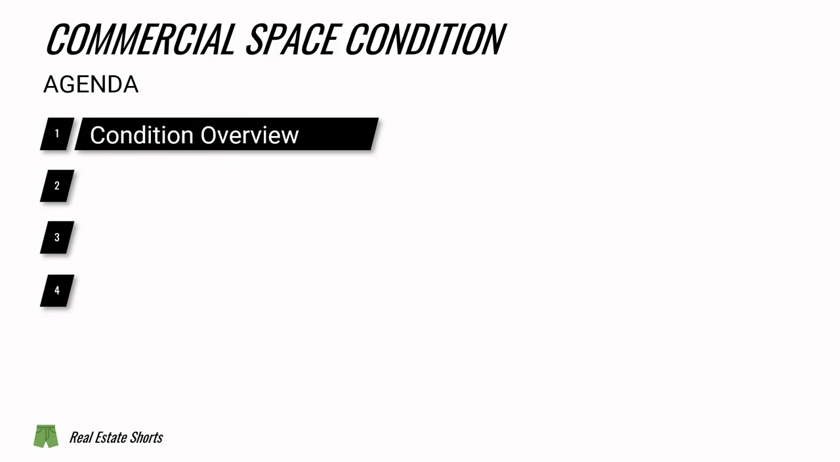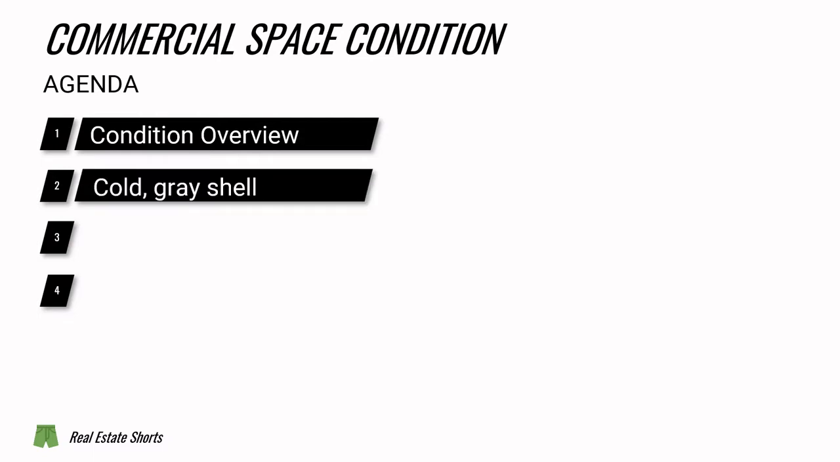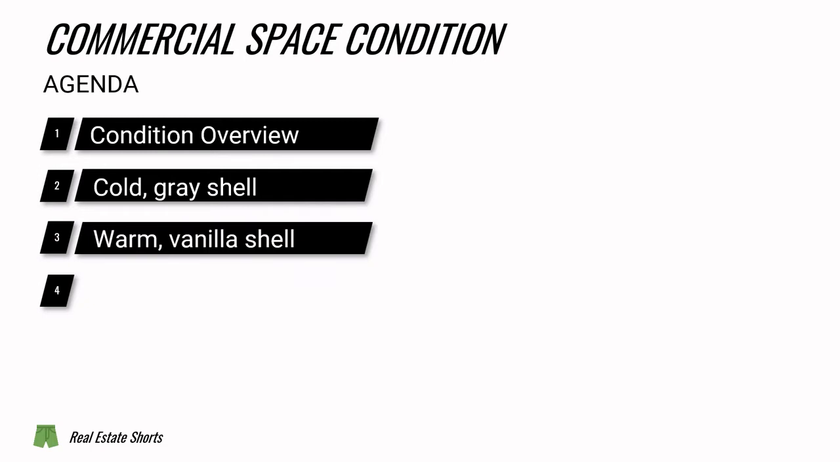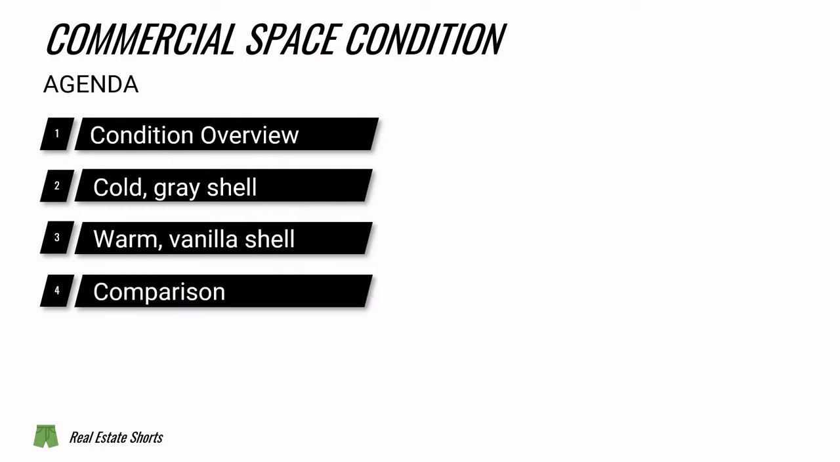So the agenda for the day: we're going to talk about a brief overview of the typical condition categories of commercial space, the two main ones being cold gray shell and warm vanilla shell. And we'll do a quick side-by-side comparison, so you can see how they vary, how they're different, and across a spectrum, some of the considerations that you should keep in mind.